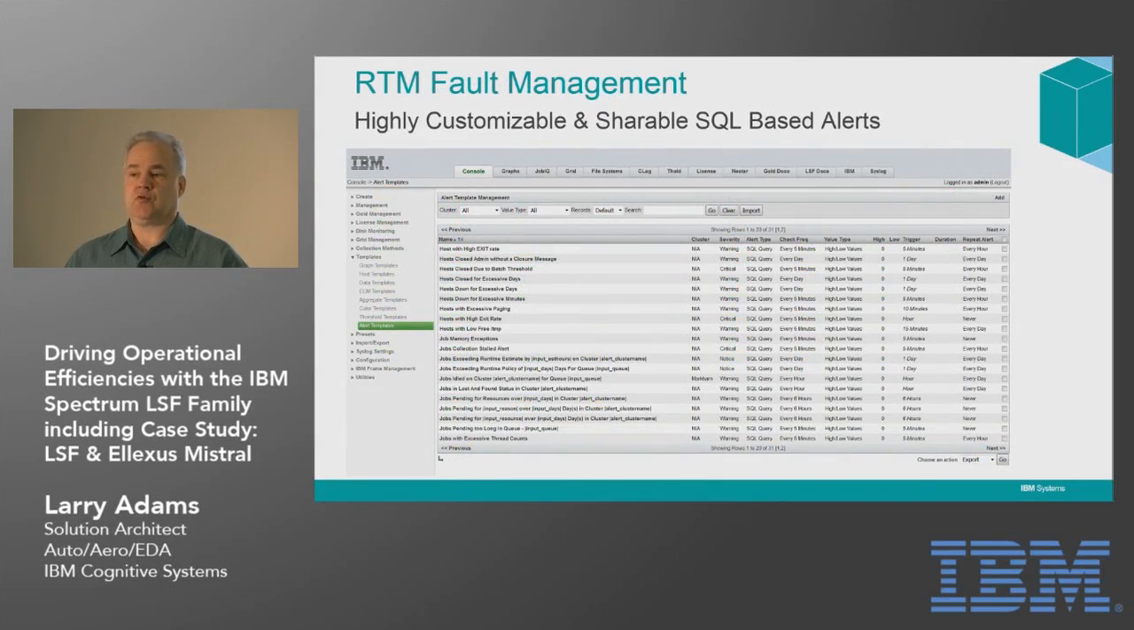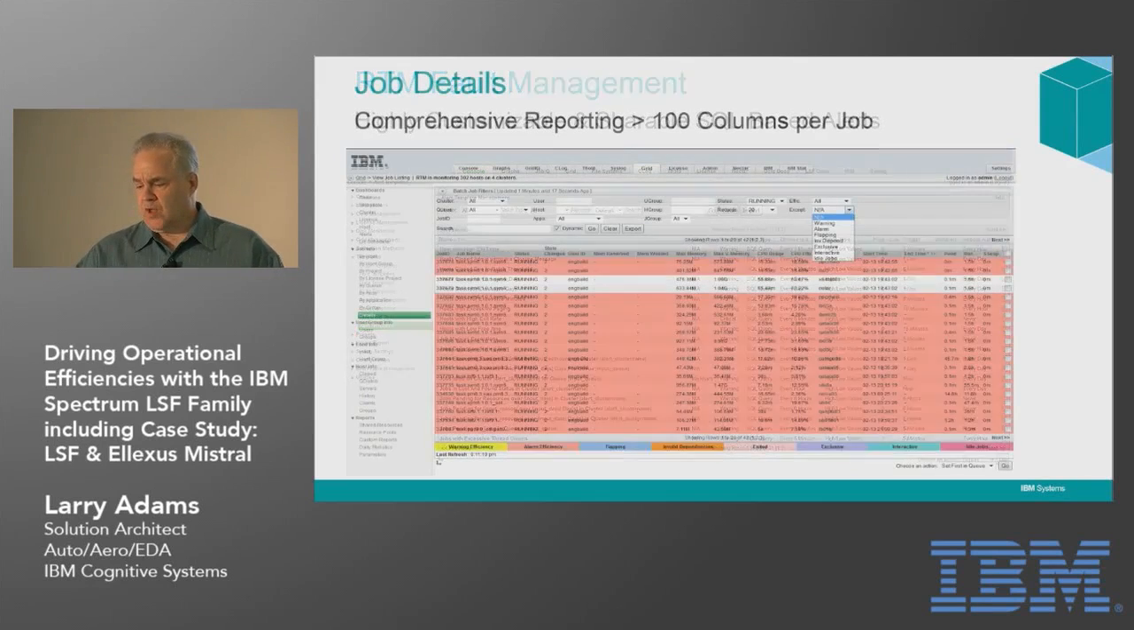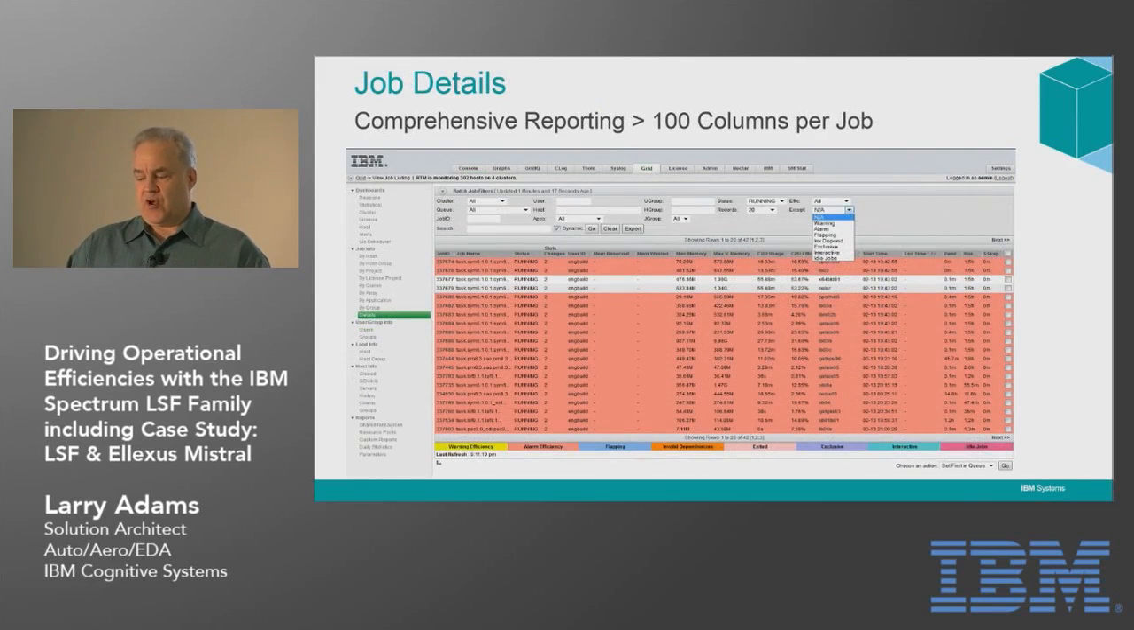We give you really, really precise fault management. Okay, we give the ability to create alert templates that can notify administrators. For example, with the Ellexus Mistral integration, you can be notified via email, or you can send an SNMP trap to an operations center if, for example, your storage is overloaded, right? You could automatically kill the jobs that are overloading the storage using our fault management system in RTM. It's very, very capable. And then we give you very, very detailed reporting as to the jobs and what they've been doing in the cluster.